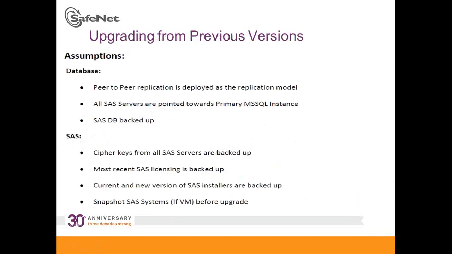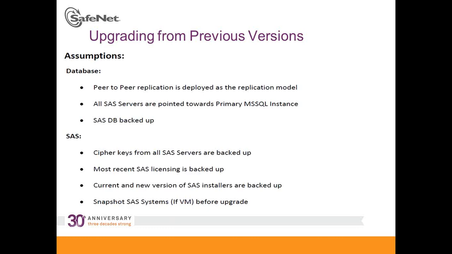So when you're upgrading from previous versions of SAS, there's a few things that you need to consider. Our assumptions are the database is peer-to-peer, and it's deployed in a replication model. All SAS servers are pointed towards the primary SQL instance, and the SAS database is backed up. We need to make sure that our cipher keys from all of our SAS servers are backed up.